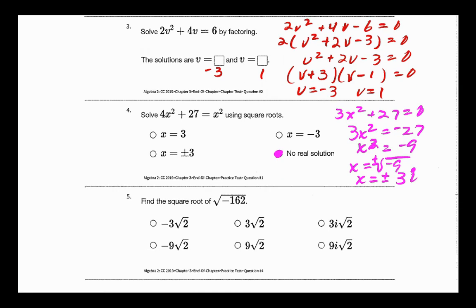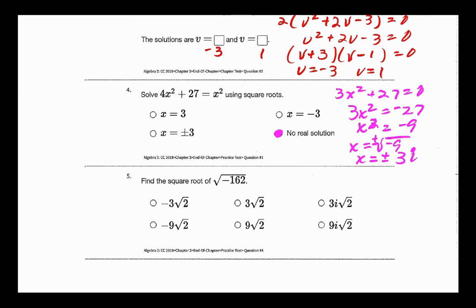All right? So let's find the square root of a negative 162. So on this one here, let's see, we're going to have 162.